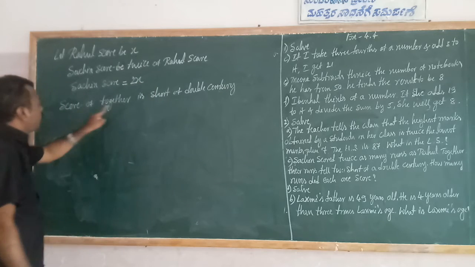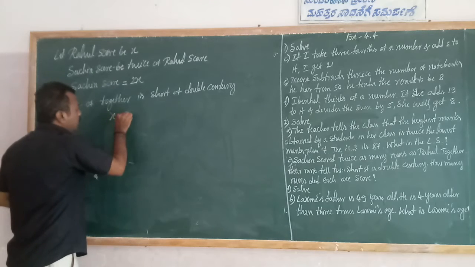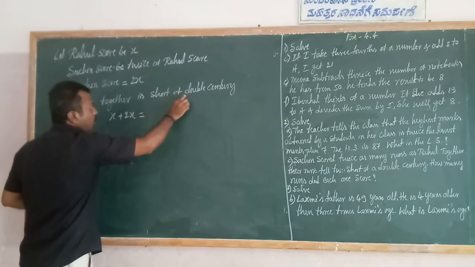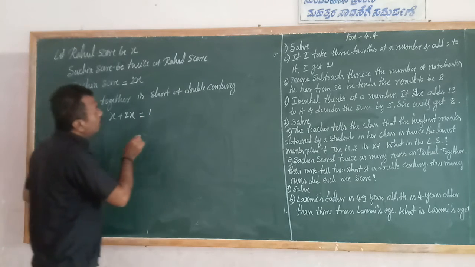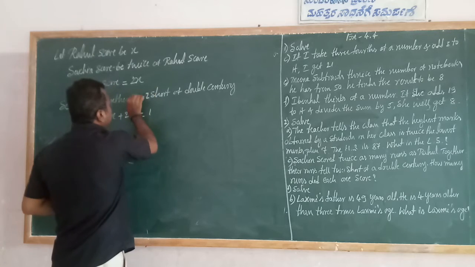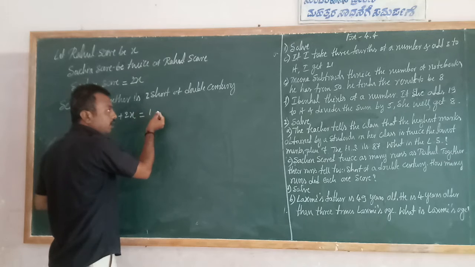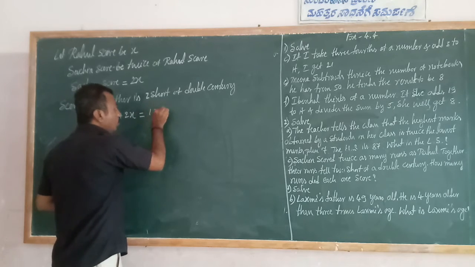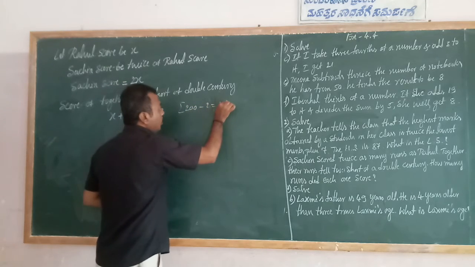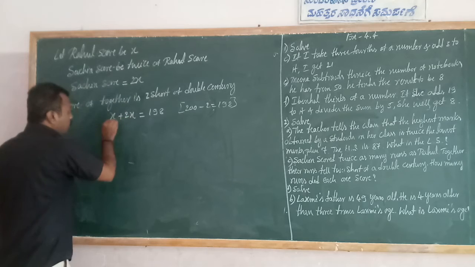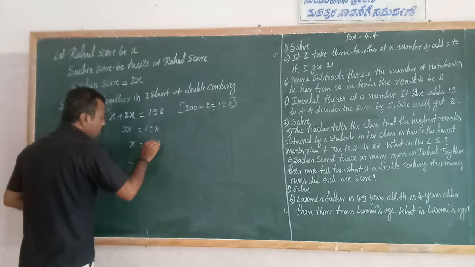Yes. So the scores together, how much? One is x and another one is 2x. So x plus 2x is equal to 2 short of a double century, that is 200. 2 short of double century means we have to subtract 2 from 200. It becomes 198. So we write in the bracket 200 minus 2, it is equal to 198. Now students, 2x plus x, 3x, is equal to 198. Now x is equal to 198 divided by 3.